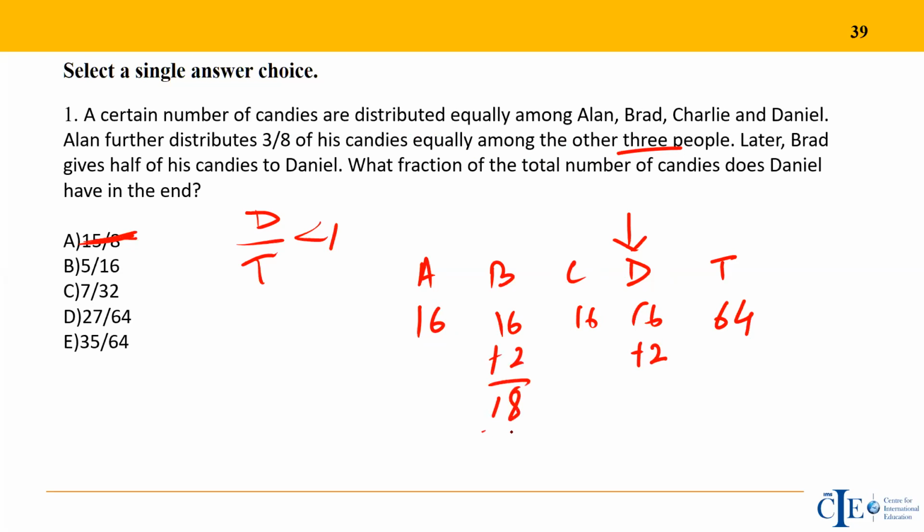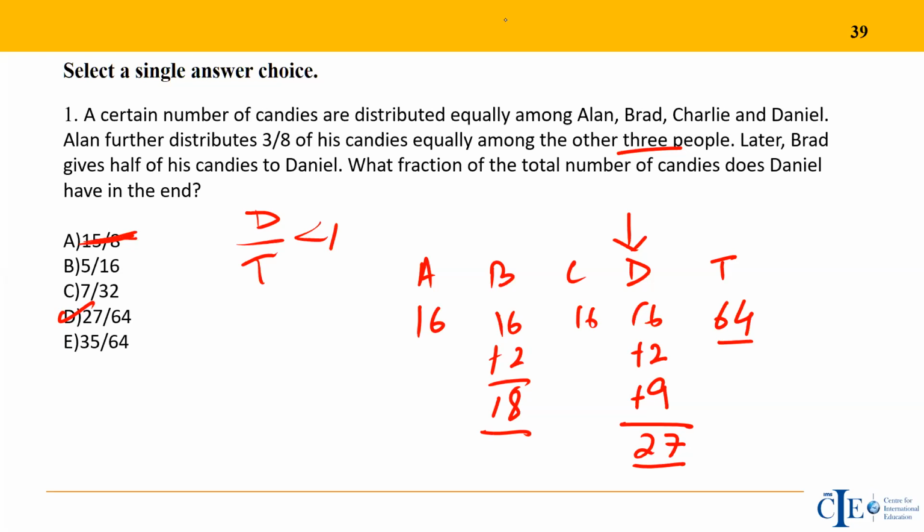After this, B is going to share half of the new amount, not the old one, which means half of 18, which is 9. So 16, 18, 18, 9, 27. In the end, D is going to have 27 out of the total of 64. So therefore, option D. What you see in this case is just two steps, hardly any calculation that you need to do. If you try to solve this using the x method, it's going to get a lot more complicated than it should be.